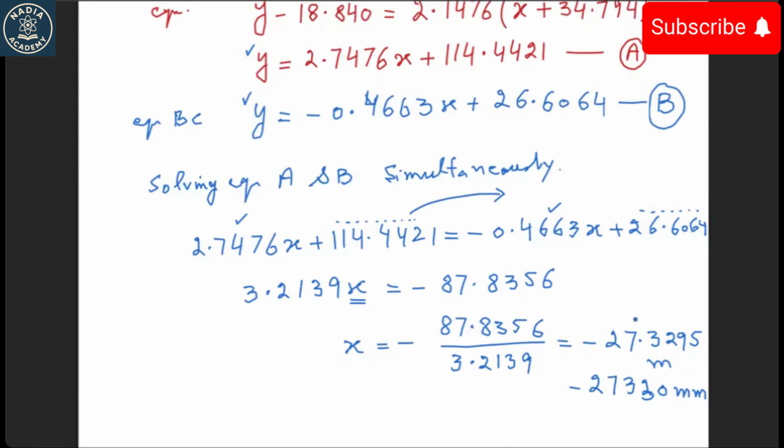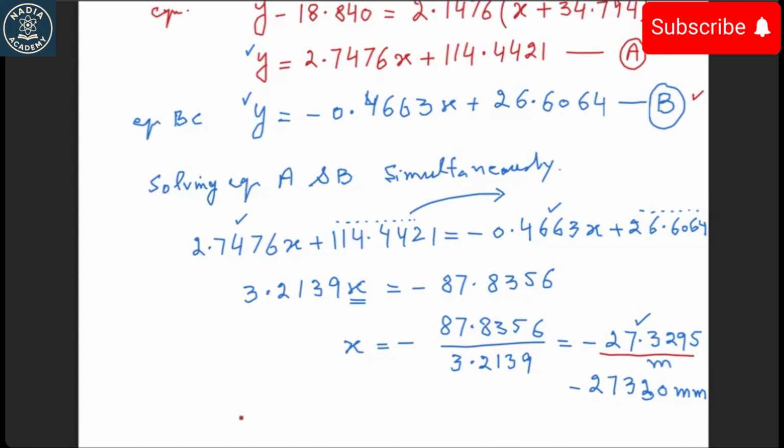So now if we have this x coordinate value, we can calculate the value of the y coordinate. How can we do that? So this is very simple. What you need to do, you need to take this value of x and use any of these two equations A and B and substitute that value in any of these equations and solve it for the value of y.